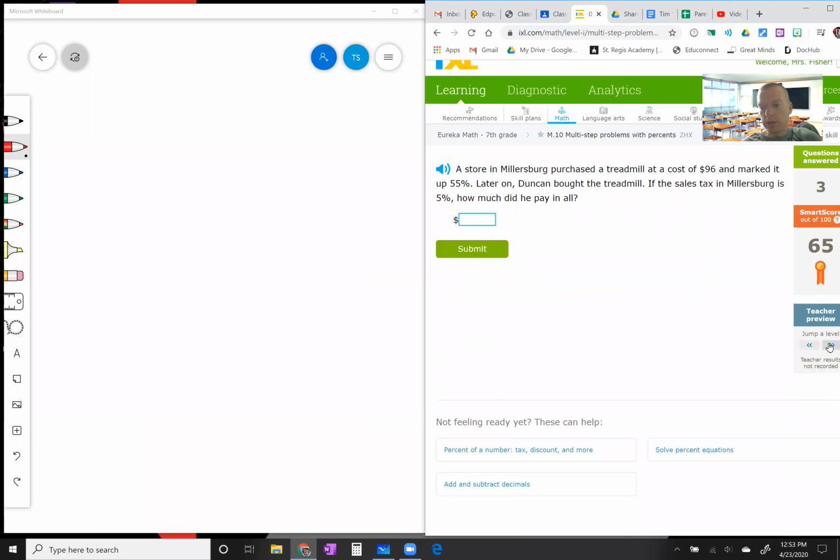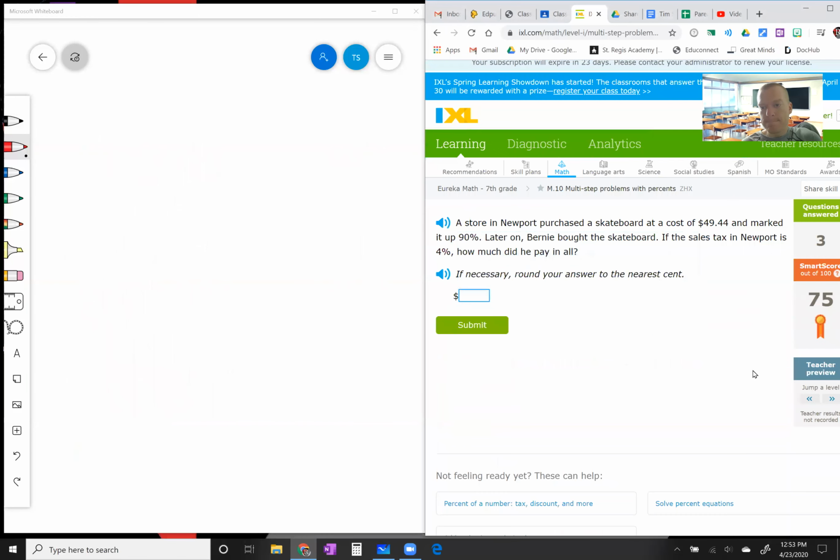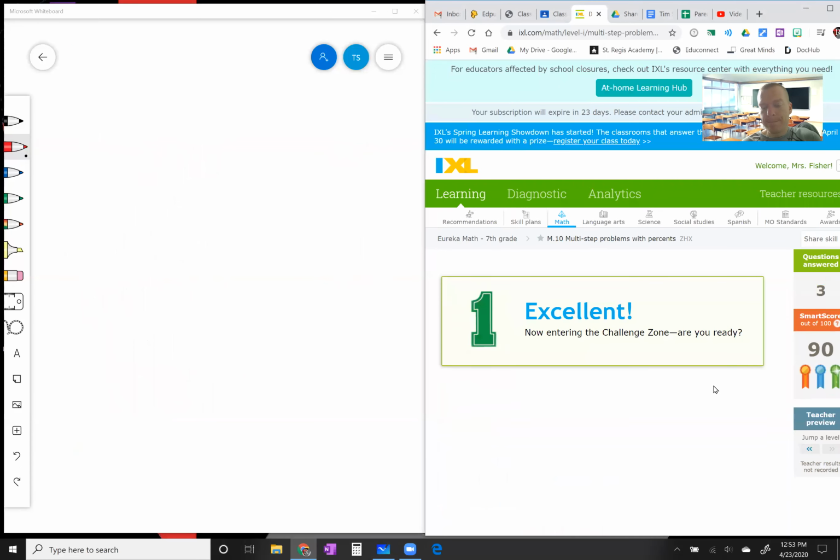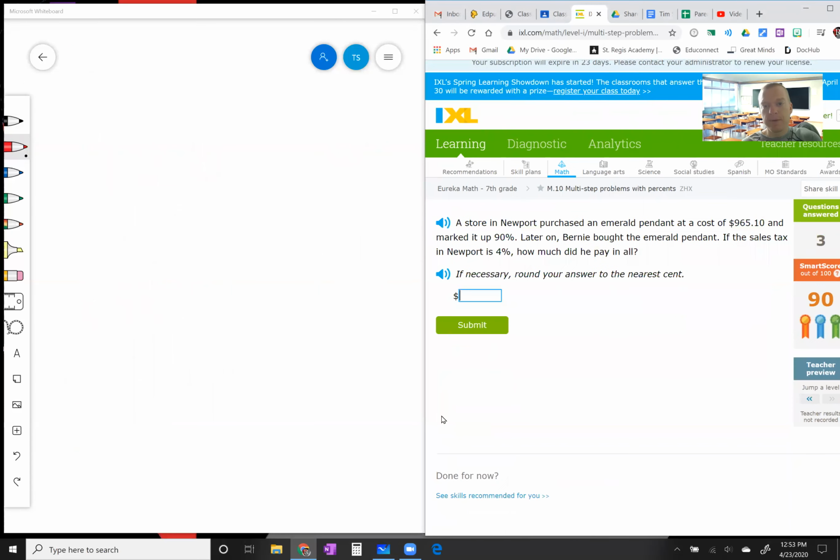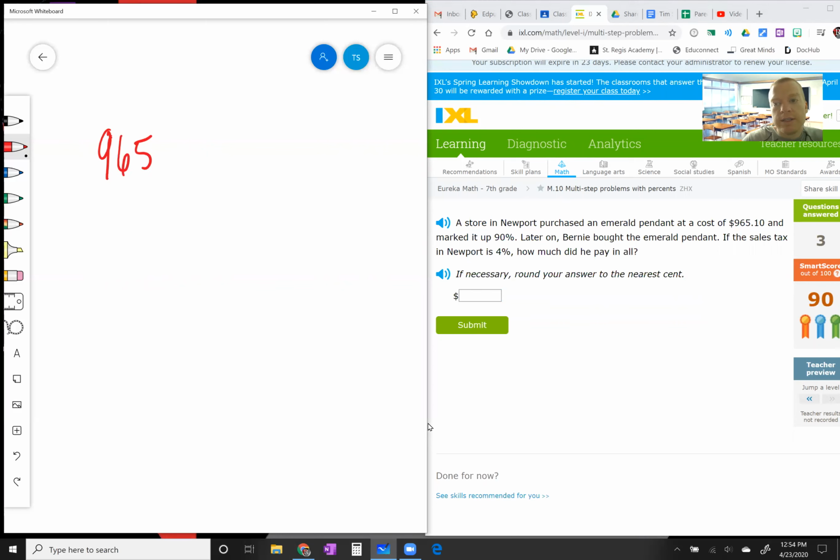So let's do one more. Let's see if we can do a harder one. All right, we'll try this one. So a store in Newport purchased an emerald pendant that cost $965.10 and marked it up 90%. All right, so let's do that first. So they bought it for $965.10 and they marked it up 90%.